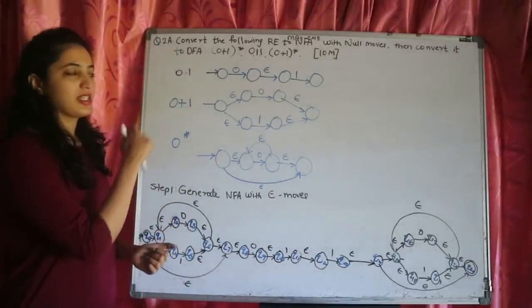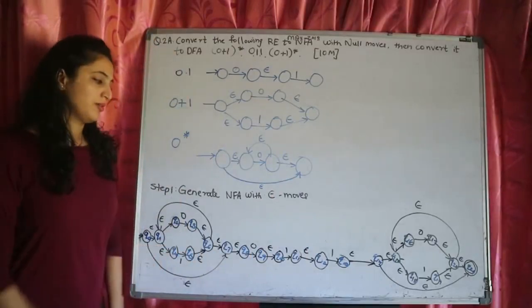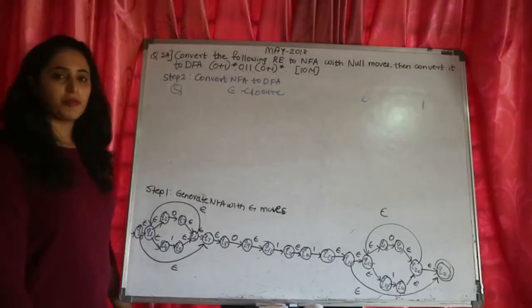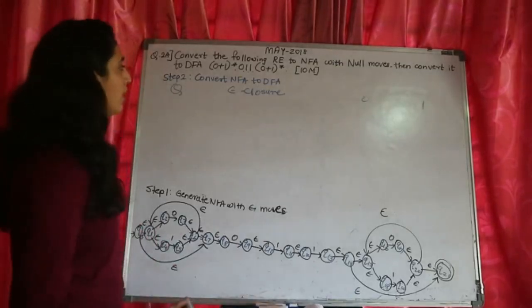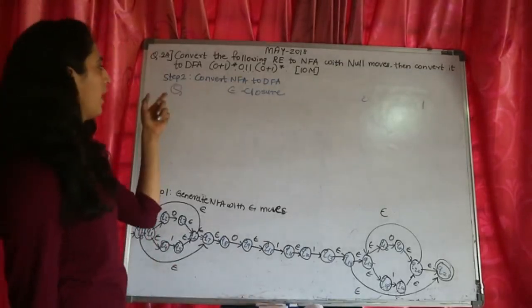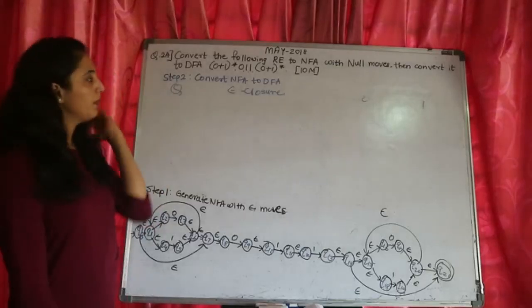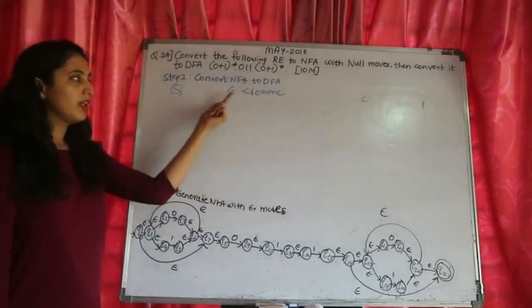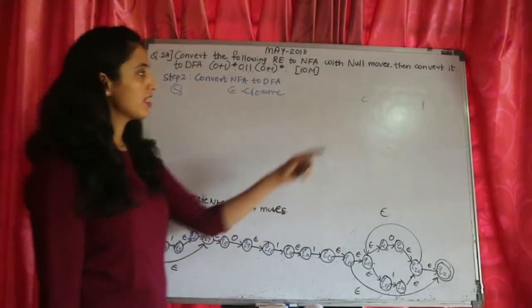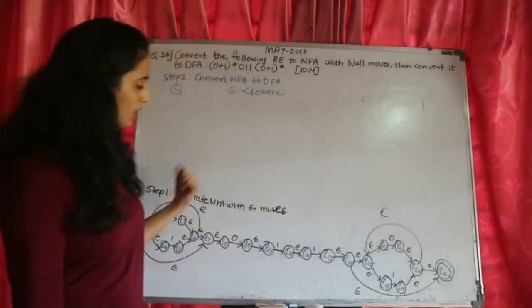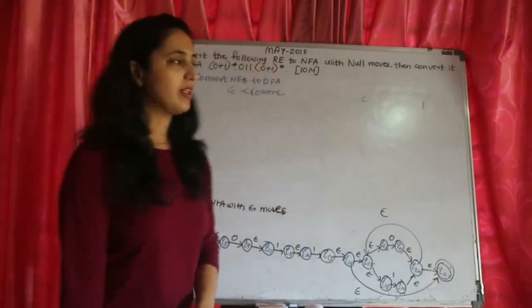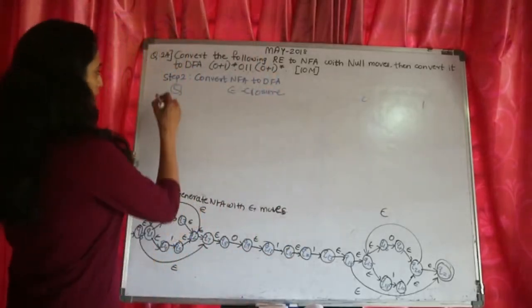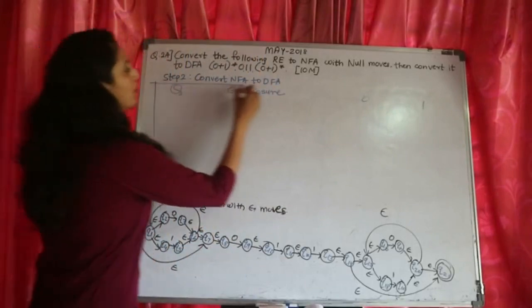Now we will move to the next step of this question. Next we will see step 2, that is convert NFA to DFA. Now here we will have different columns. The first column will be for Q, that is for all the states. Next is for epsilon closure. Next is all the input symbols. Here in this entire diagram we have only two input symbols, that is 0 and 1. So we have written all that. Now we will make this table.